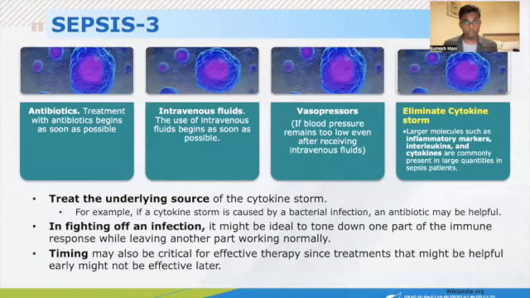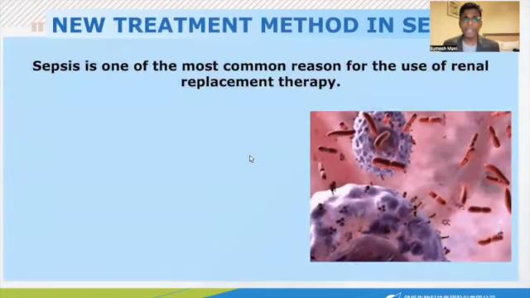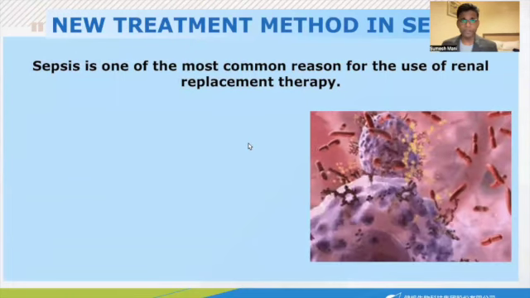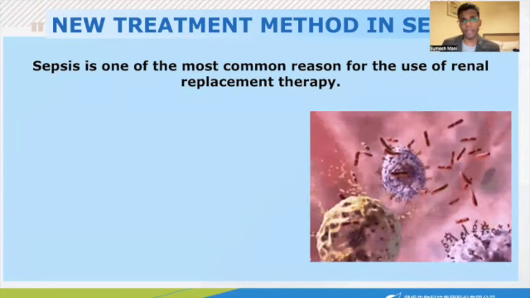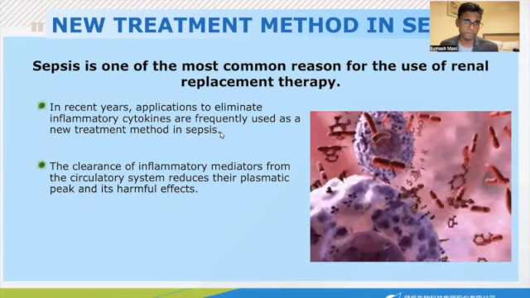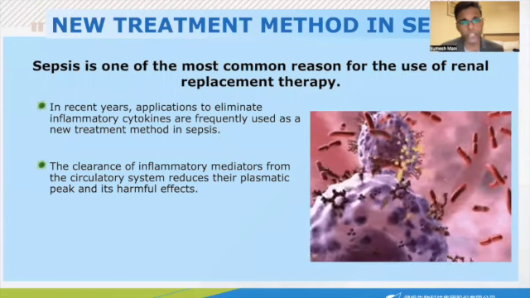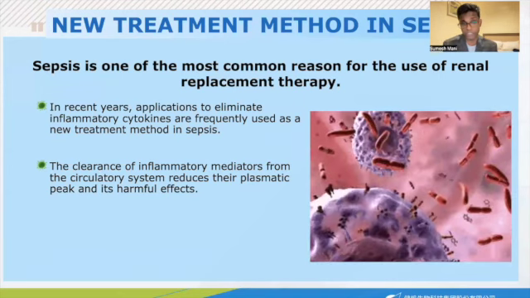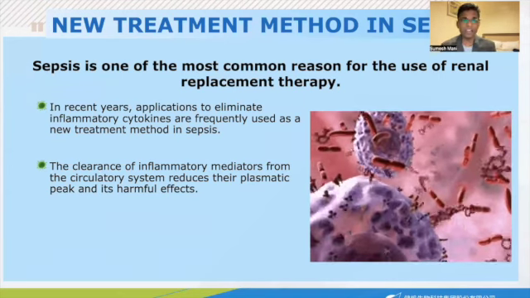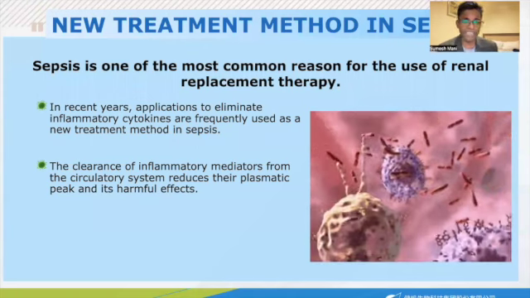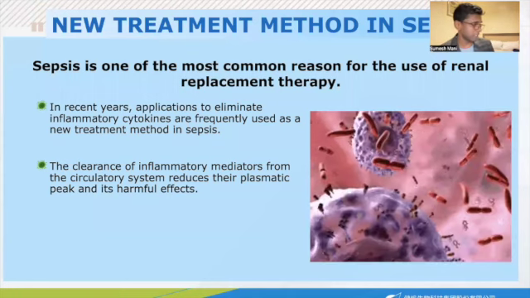And the timing is very, very important in all these four functions when we're doing it. And mainly, if you talk about the treatment method for cytokines, commonly they go for renal replacement therapy nowadays when the patient has cytokine storm and sepsis. In recent years, applications to eliminate inflammatory cytokines are frequently used as a new treatment method of sepsis. Yes, it's true. The clearance of inflammatory mediators from the circulatory system reduces their plasmatic peak and the harmful effect, which we have been discussing for the last two days.